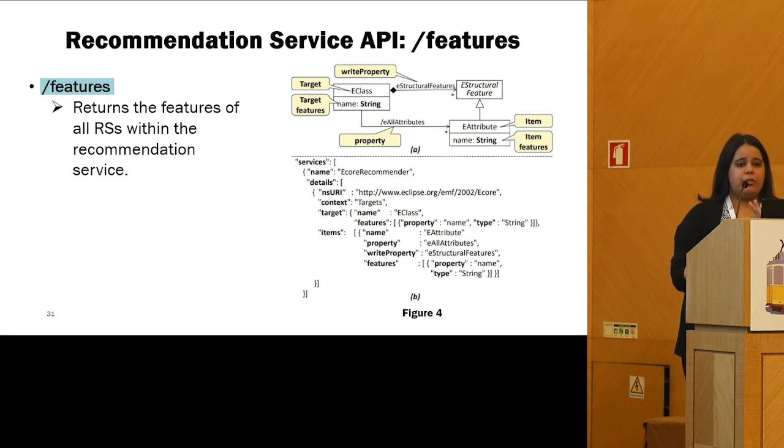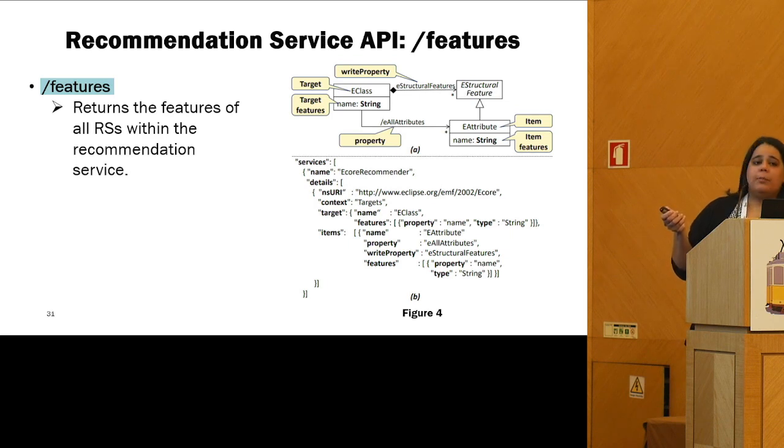You have two endpoints. One is called features, that has to contain all the metadata that we need. So for example, in this case, here in section A, this is a class diagram as we saw before, and this is how it's going to be encoded in JSON for our tool. Here, for example, the E class is the target. Here we have the target features.